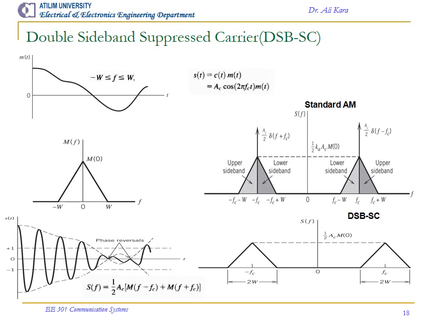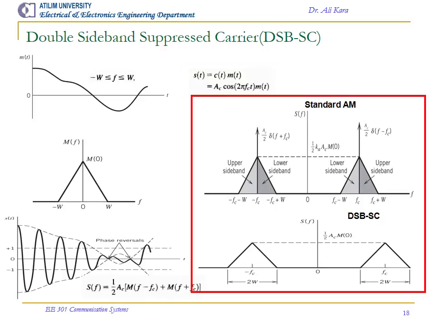Double sideband suppressed carrier, DSB-SC. Message signal m of t is limited by some bandwidth W, and in this modulation scheme, s of t is equal to c of t times m of t, where c of t is A_c cosine 2 pi f_c t. Compare it to standard AM and see that there is no carrier, in other words peak, transmitted. So it is more efficient.